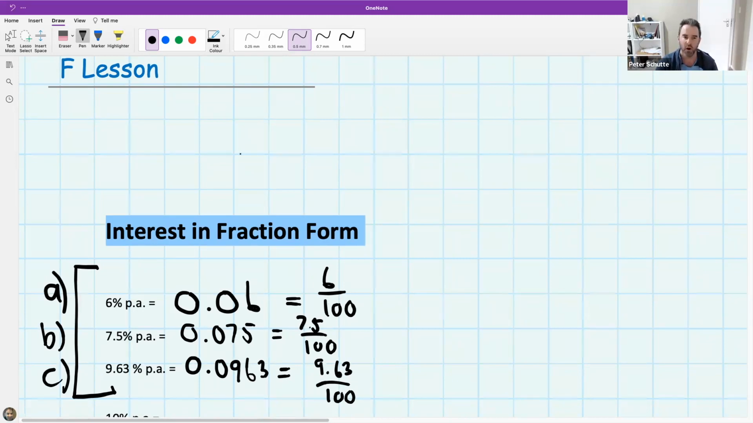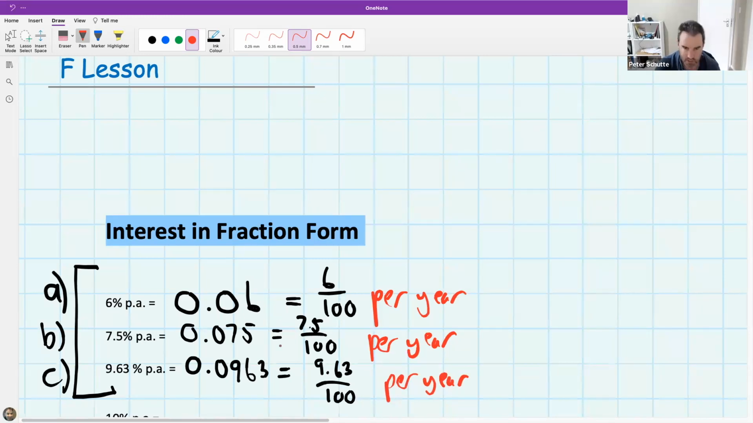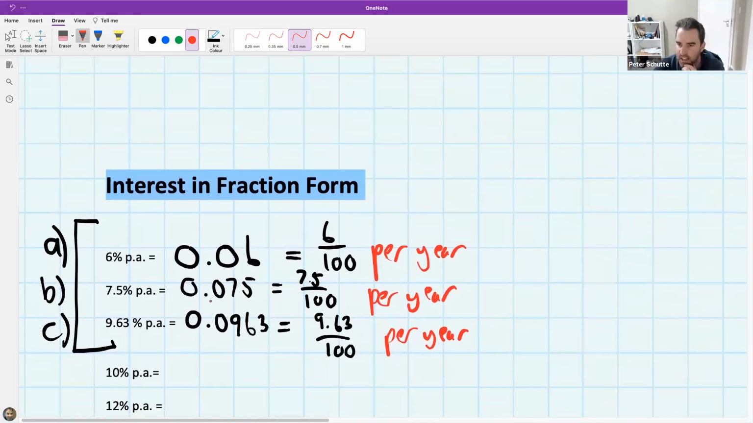Now, what it also means, PA, that means it's this fraction per year. Per annum means per year. So that's how much interest, that much extra you get based on the principal or the whole per year. Okay, well, that wasn't too bad. I liked what I saw there.